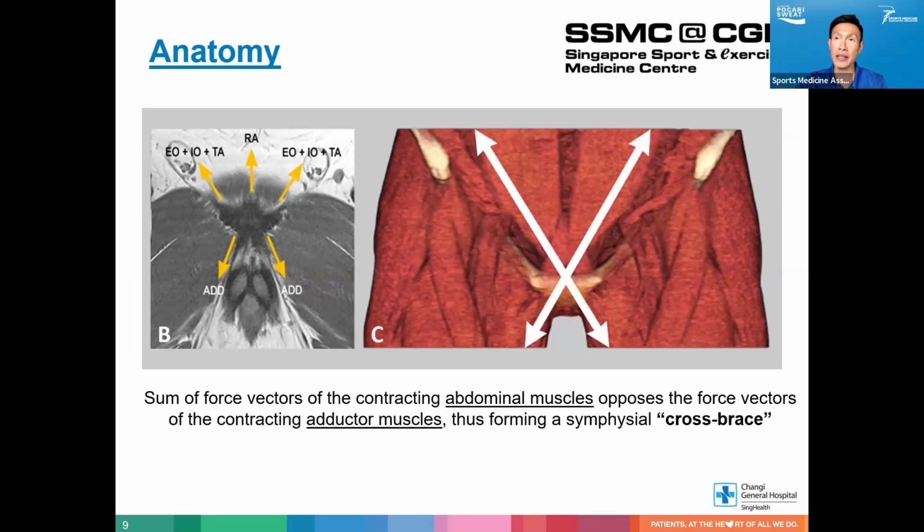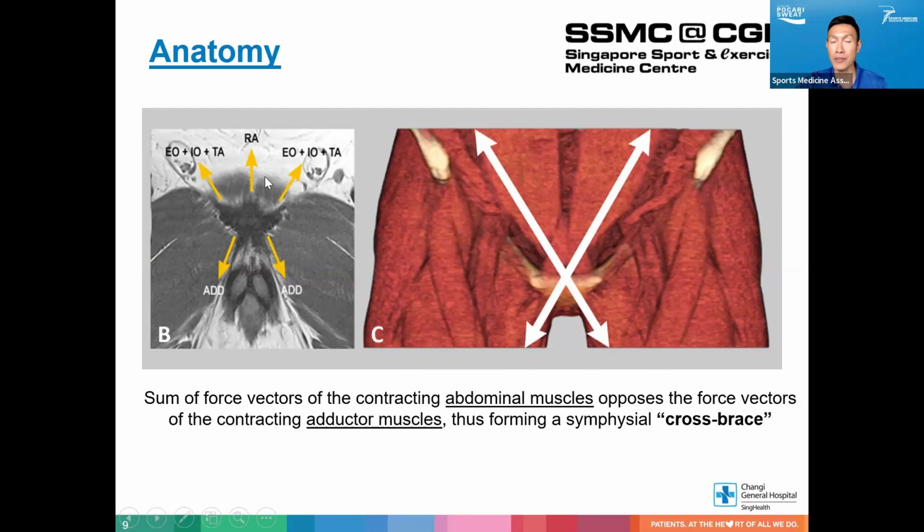Or a place where there are a lot of forces acting towards it, right? So here in this diagram, you can see that at this region, there are many forces pulling in different directions. You have the abs pulling upwards, diagonally, as well as the adductors pulling it downwards, forming a kind of cross brace over the symphysis, where you have the abdominal muscle vectors over here, and adductor muscle vectors over here, pulling all here.